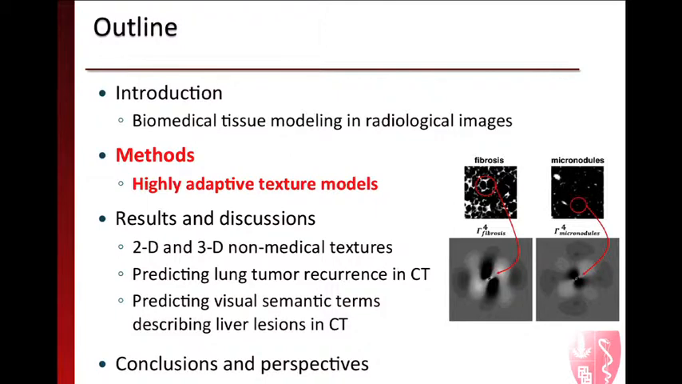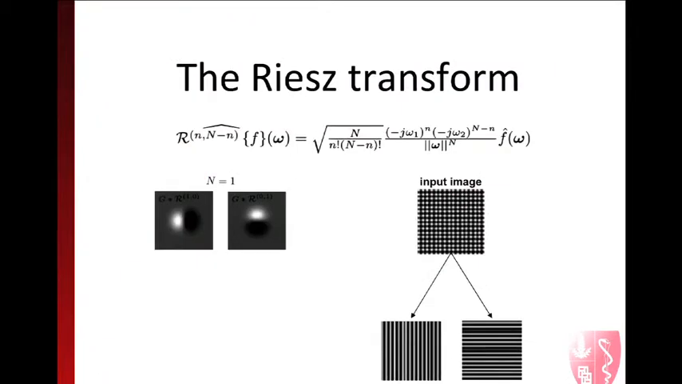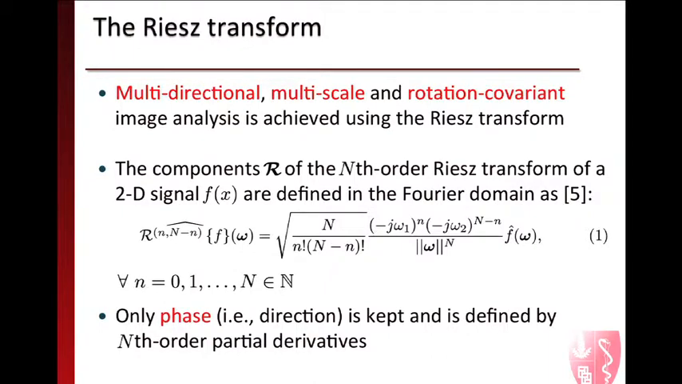We will heavily rely on one image processing framework, which is the Riesz transform, because the Riesz transform allows for multi-directional, multi-scale, and rotation covariant image analysis. So let's see how we can do that. The Riesz transform yields n+1 components, so we have n+1 image operators, which are defined in the Fourier domain as follows. Please ignore this term here and focus on this part. Here in the Fourier domain, we have the multiplication by j omega in the numerator.